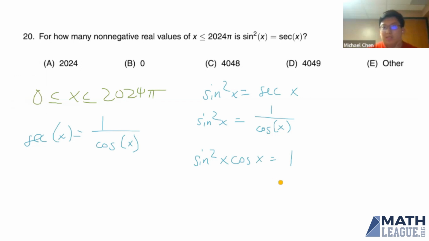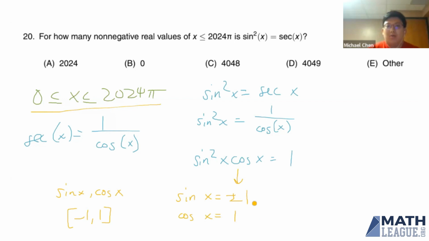Now, at this point, it may seem intimidating to try to find all of the solutions in this large range of possible x values, but we can remember that sine x and cosine x both have ranges between -1 and 1 inclusive, which means that if we have sine squared of x times cosine of x equal to 1, that means the magnitude of both of them must be 1. That is, sine of x has to be plus or minus 1, and cosine of x has to be equal to 1. This is the case because if either of these are not true, then the product of sine squared of x and cosine of x can no longer be 1.